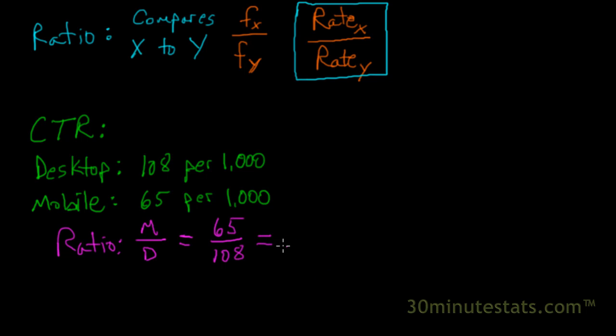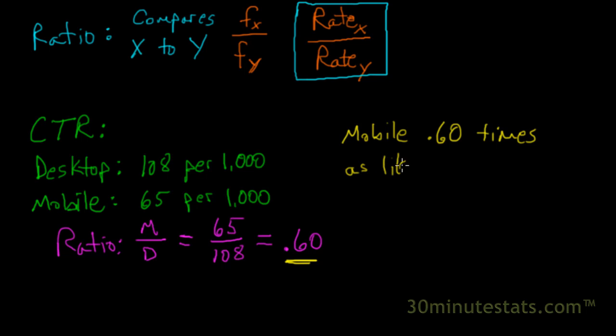And we find out that that ratio is about 0.60. Okay. So the ratio of mobile to desktop click-throughs is 0.60. And what does this mean? Here's this ratio. What this means is that mobile users are 0.60 times as likely to click when compared to desktop users.